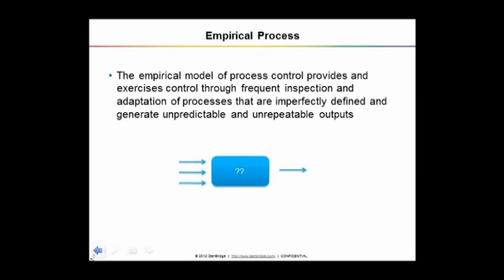But since in an empirical process you don't know those kinds of baselines, you just rely on looking inside the system. It has to be transparent. Since you do not have a historical database, you inspect your own data, and then you adapt to it.